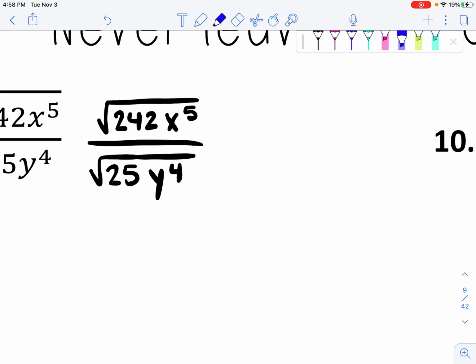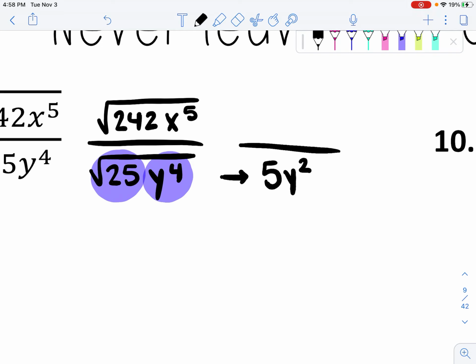Well, we love that denominator because look, we already got a perfect square with the 25 and a perfect square with the y to the 4th. Those can both be released right away. The square root of 25 is 5, and the square root of y to the 4th is y squared. So our denominator is already taken care of. With our numerator, we do have to do a little bit of rewriting here because 242 is not a perfect square. Once you go through all the division with all of that list of perfect squares, the biggest perfect square that goes into 242 is 121.